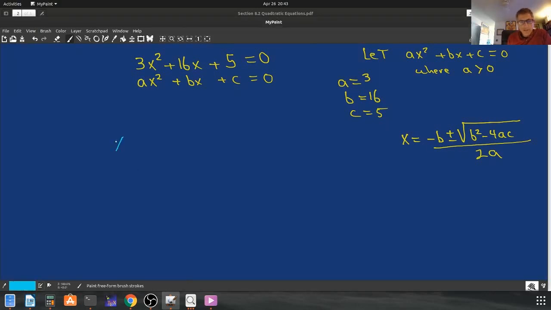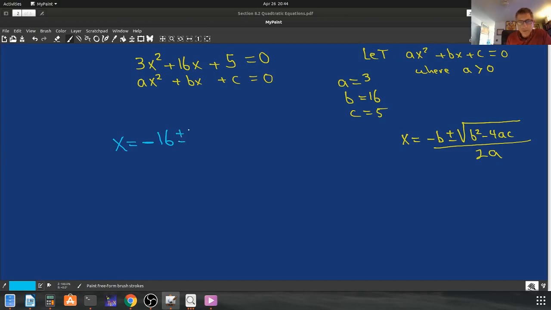So here's filling in the values. x is equal to minus b. The minus is part of the formula. And my b is 16. If my b were minus 16, that minus has to come along with the b. It doesn't get to use the existing minus already there.